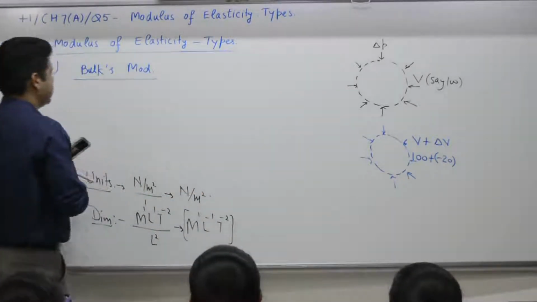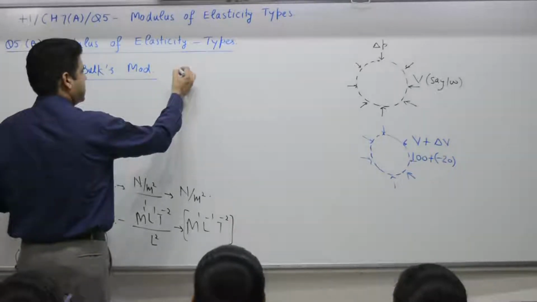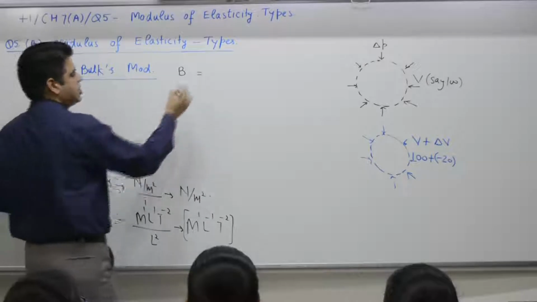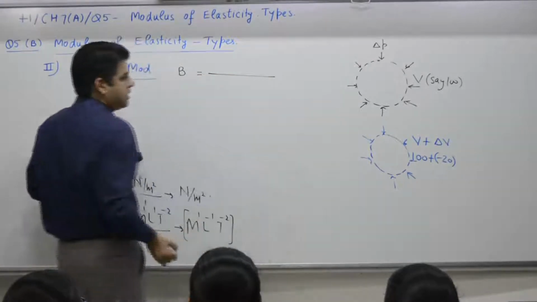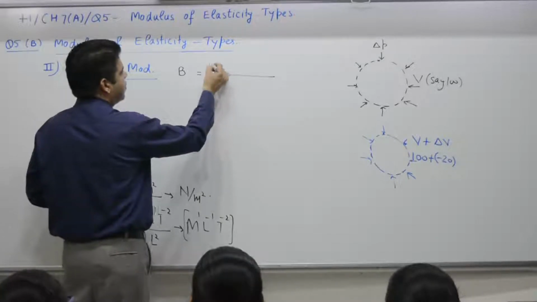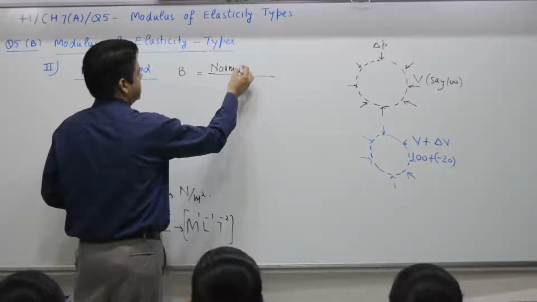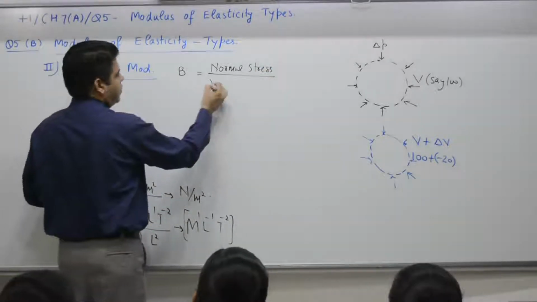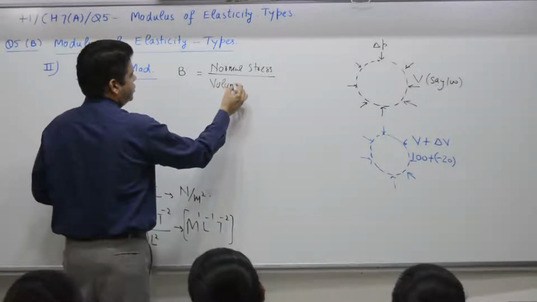How do you define bulk modulus? You can write this as B or K, your choice. B, bulk modulus, is the ratio of some stress. What type of stress? Normal stress, to volumetric strain.